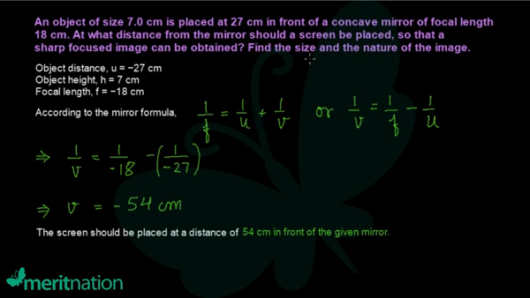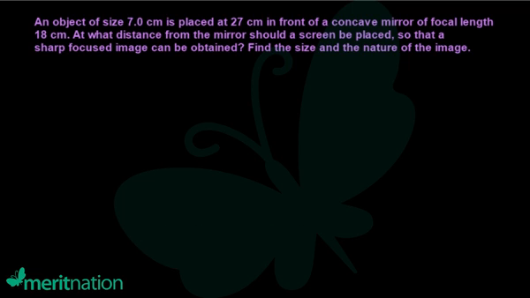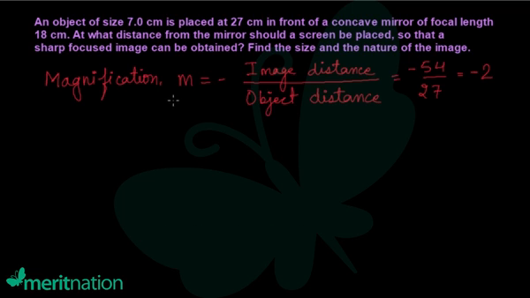Now we want to find the size and nature of the image. For this we need to find the magnification. So now let us look at the magnification. We know that magnification is nothing but image distance upon object distance, with a minus sign. So from here I get a magnification of -2. What does this mean? It has two implications. So m equal to -2 has two implications.